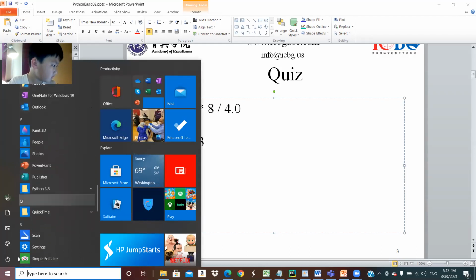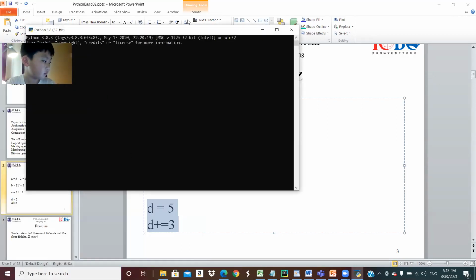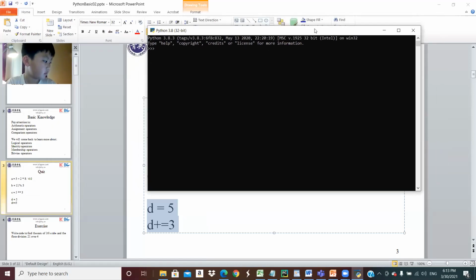And I want every one of you to remember this. And this is very important as well, okay? So you say d equal to 5. D plus equal to 3. Let me ask the system, what is d? Tells me it is 8, right?